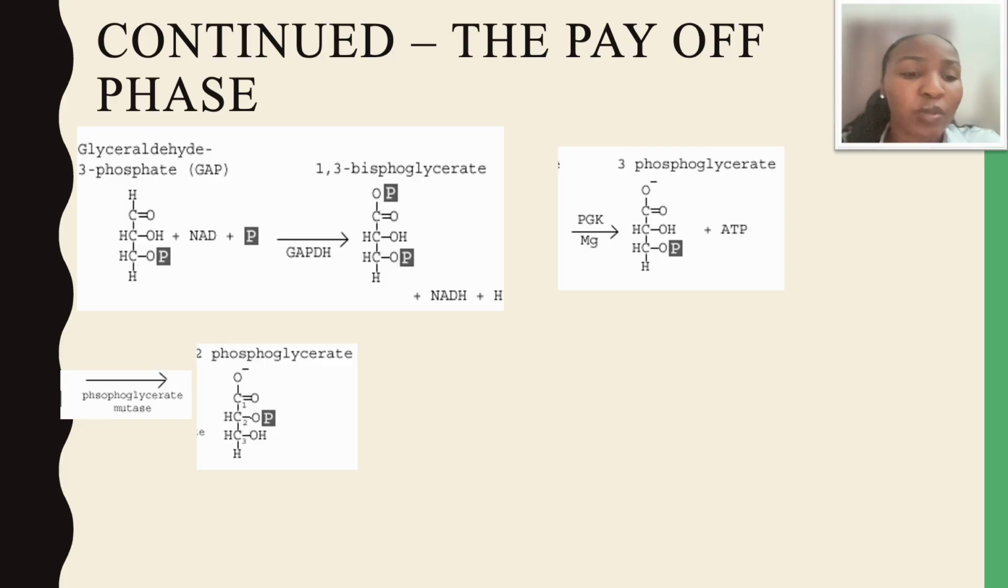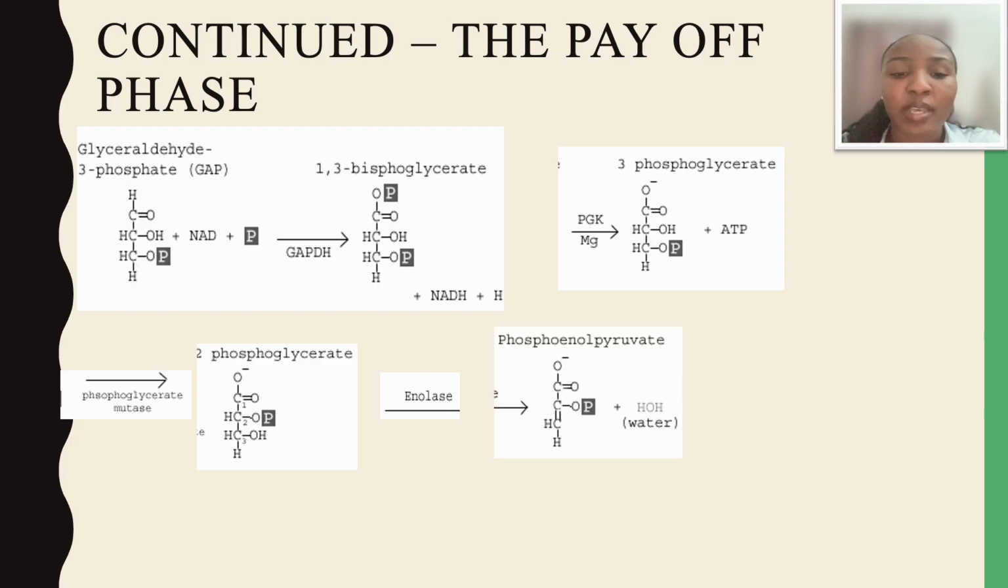Then we have phosphoglycerate mutase, which rearranges the phosphate. It was first on the 3rd carbon, and now it's on the 2nd carbon. Then enolase does a dehydration mechanism, removing water from 2-phosphoglycerate, and now we have phosphoenolpyruvate. Then dephosphorylation takes place with the enzyme pyruvate kinase, and there are no more phosphate groups on the molecule, and now we have pyruvate, 2 molecules of it, and also 2 ATP being produced.